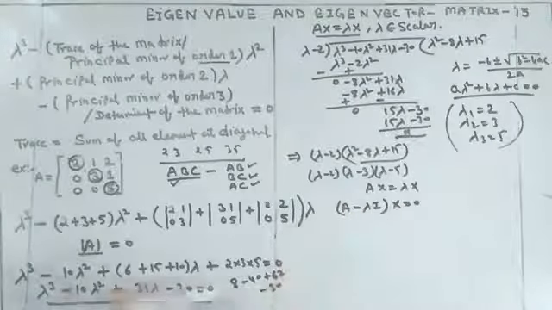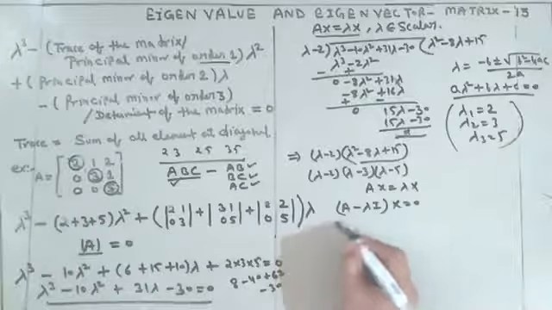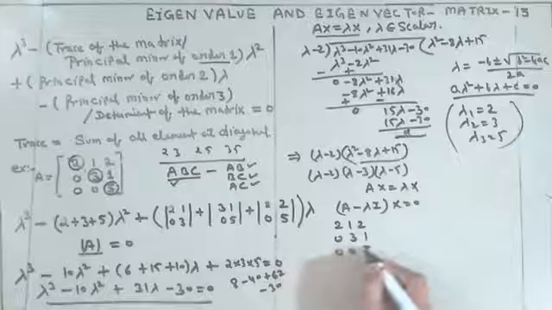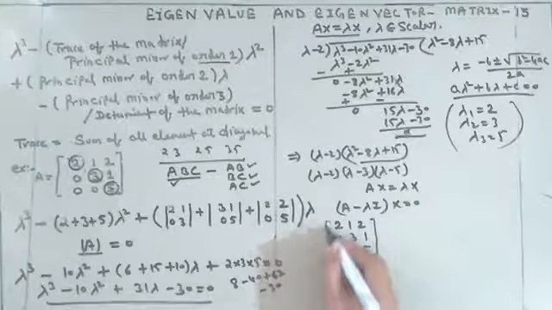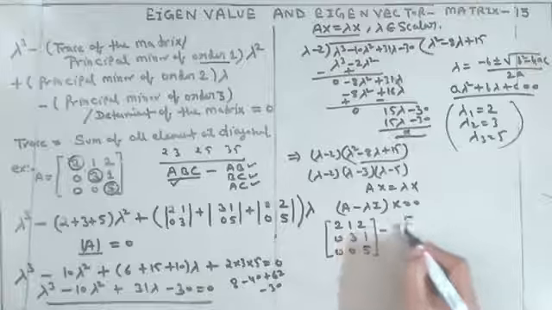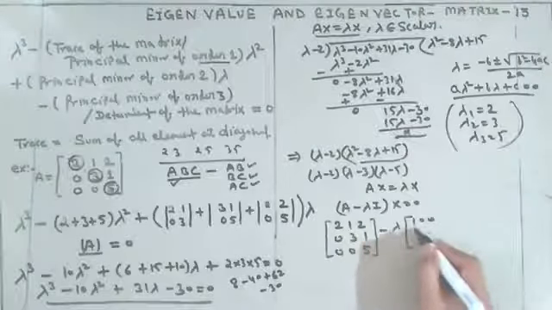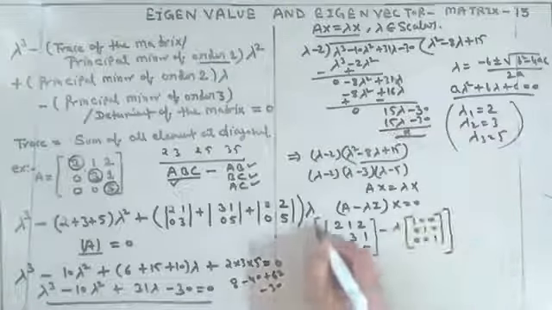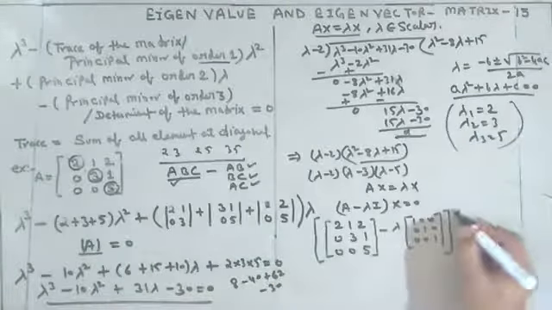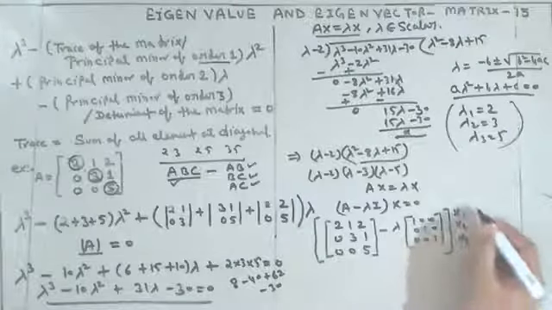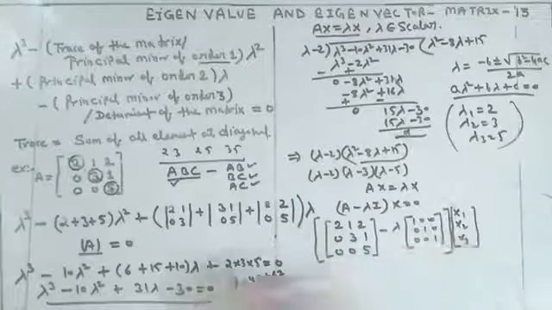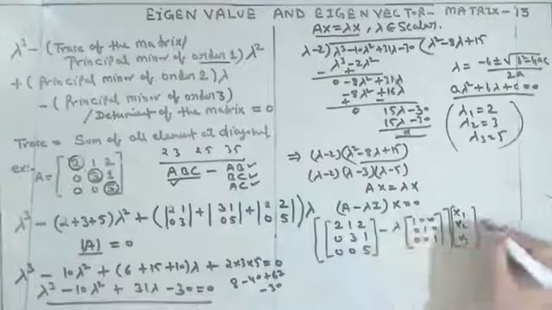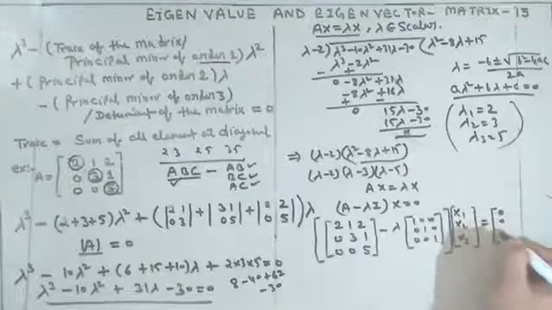So you will place this matrix here: 2 1 2, 0 3 1, 0 0 5. This is your matrix A minus lambda I, where I is 1 0 0, 0 1 0, 0 0 1. Then x means 3 variables x1, x2, x3. Because this is a 3 by 3 matrix, there will be a vector of 3 entries, 0 0 0.